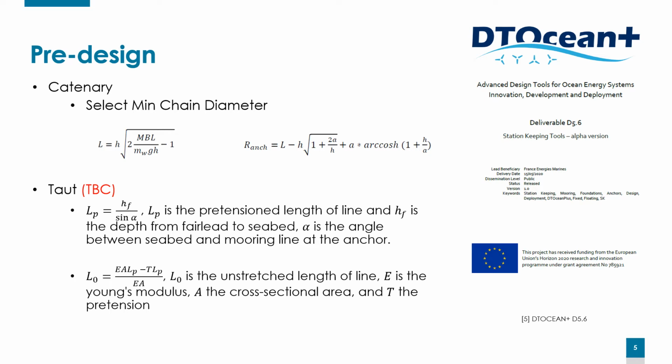For catenary moorings, the automated pre-sizing is taken as in DT Ocean Plus. The line length is computed as a theoretical minimum line length to avoid vertical forces on the anchor point when the tension reaches the value of the minimum breaking load of the line. The anchor radius is then set so that the line pretension equals the variable set by the user. For taut moorings, the line length is set taking into account a seabed angle and required pretension.